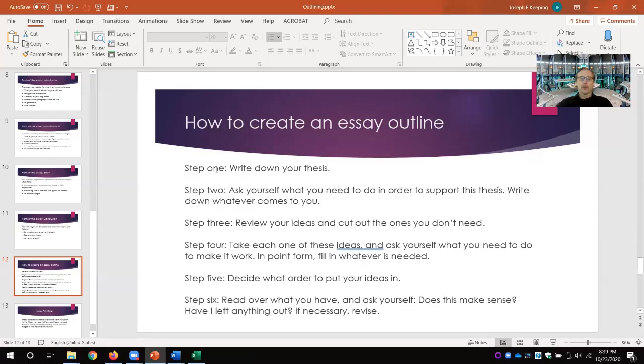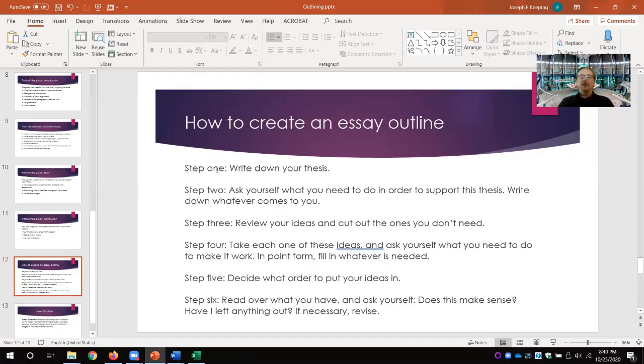The fourth step is to take each one of these ideas and basically do for it what you initially did for your thesis. That is, ask yourself what you need to do in order to make it work. So for each one of these points, ask yourself, is this a claim that needs to be supported by other claims? Is it a point that needs to be explained? Is it a thought that needs to be fleshed out? Does it need to be backed up with evidence?